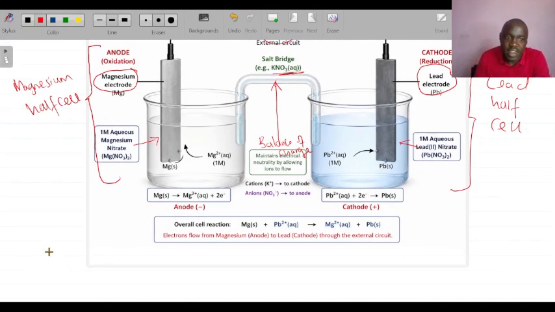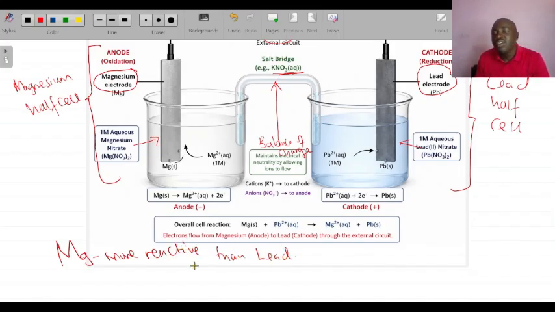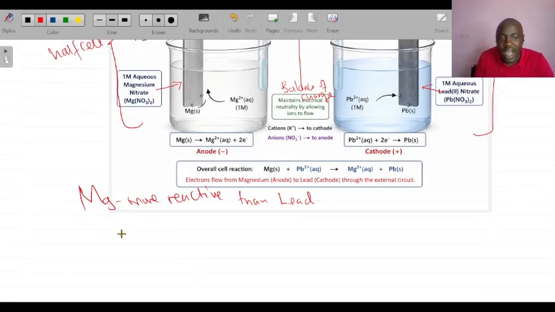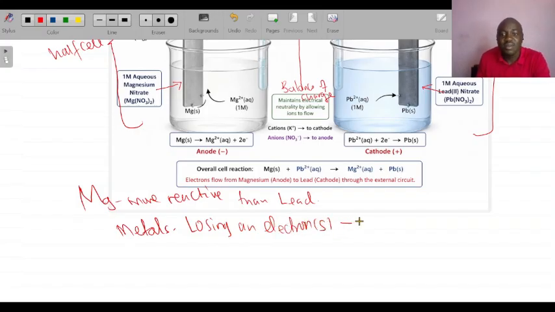Definitely we have the reactivity series. So we have magnesium being more reactive than lead. We all know metals form ions. So we know that metals are going to form ions by doing what? By losing an electron or electrons. So what do we call loss of an electron? Good. Oxidation.